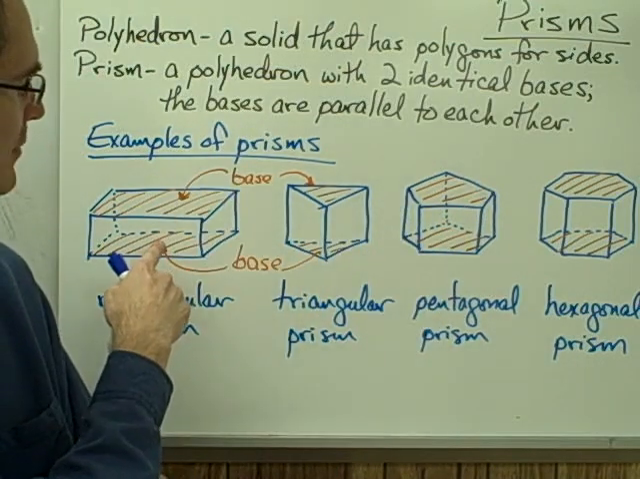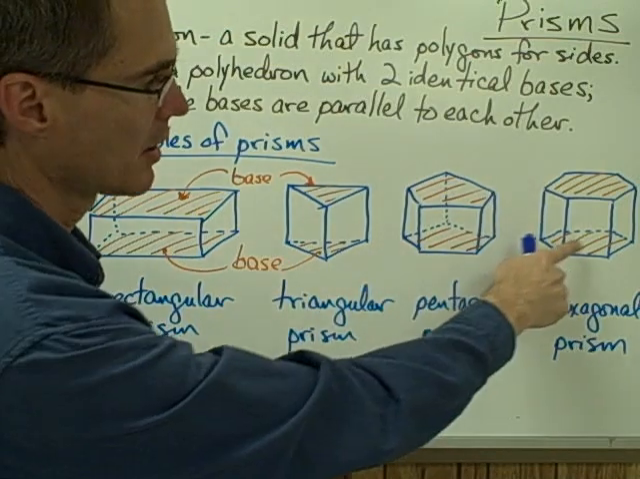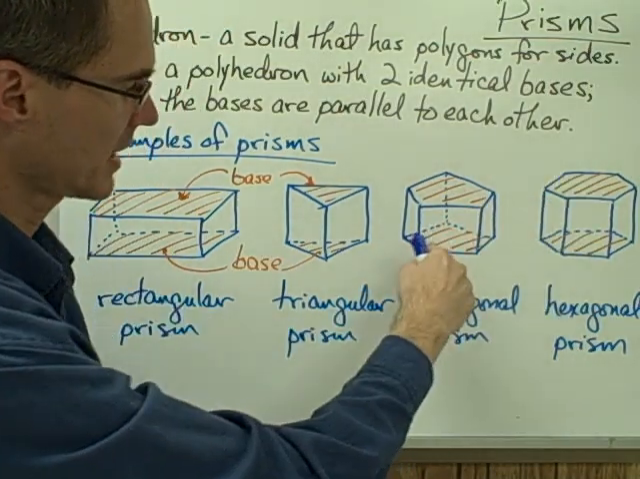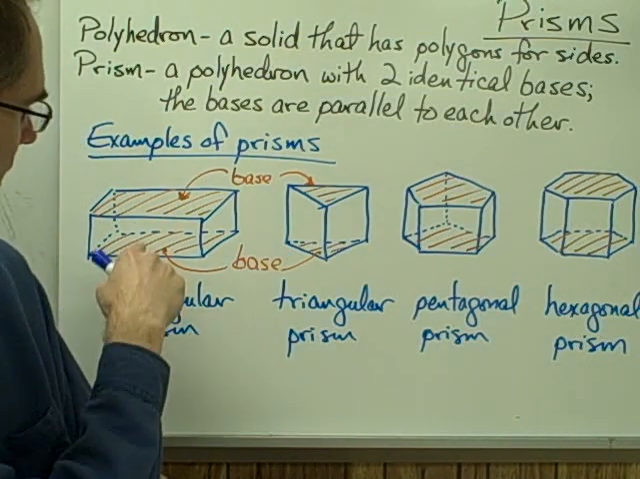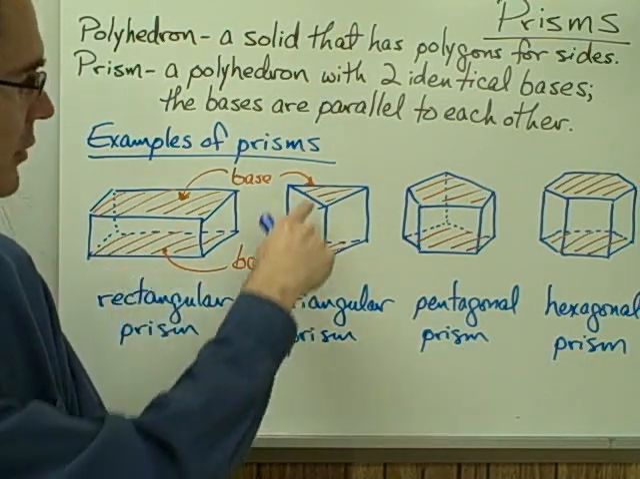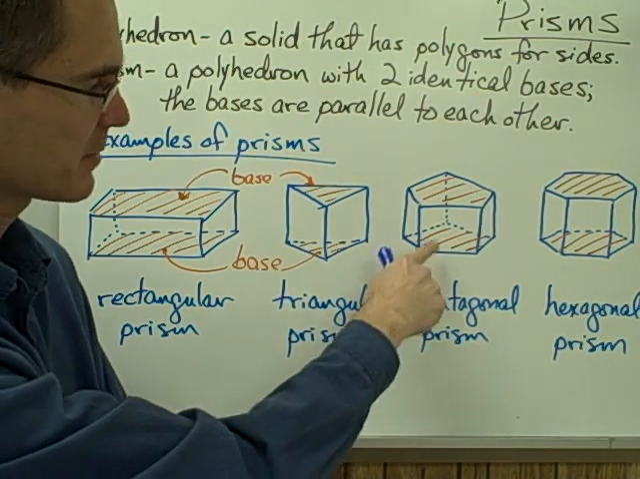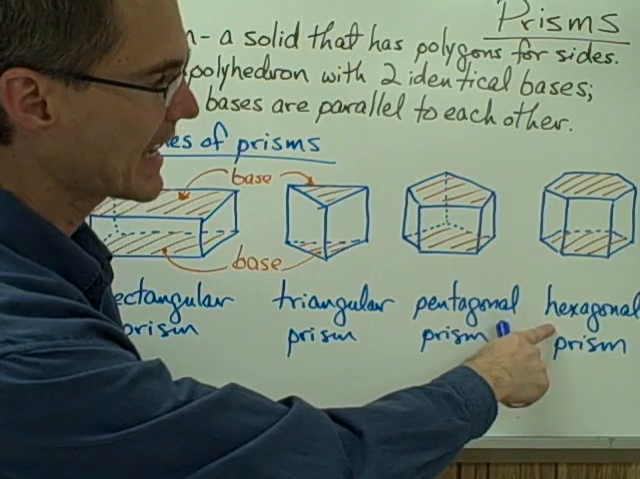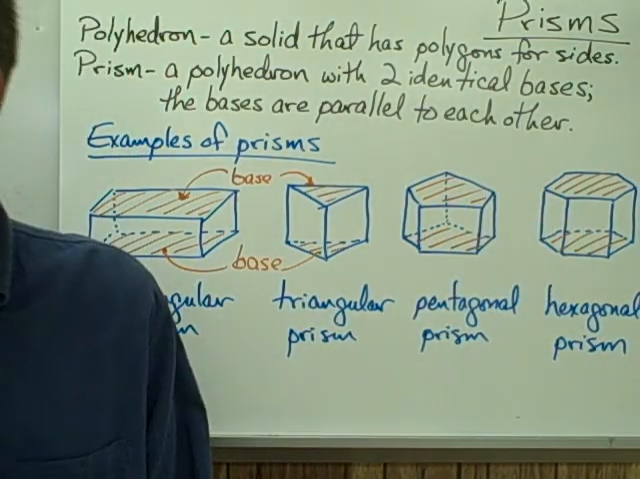Now, prisms are named by their bases, and you can see the bases on each one of these prisms are the part of the prism that's shaded in orange. So here we have a rectangular prism. It has rectangles for bases. Triangular prism has triangles for bases. Pentagonal prism has pentagons for bases. And a hexagonal prism has hexagons for bases.